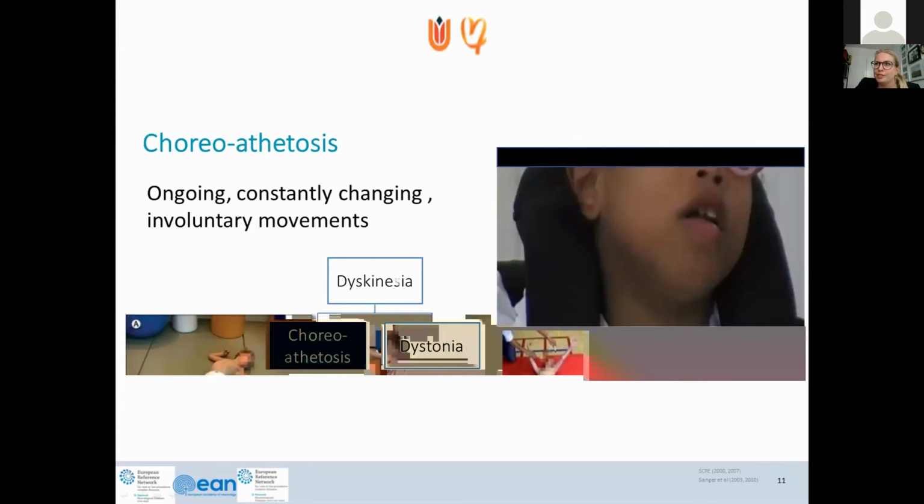And then choreoathetosis is defined as more ongoing and constantly changing involuntary movements, which you can see in this girl in her mouth region. You can see that it's moving all the time. It doesn't really go to an end posture, but it keeps on moving.